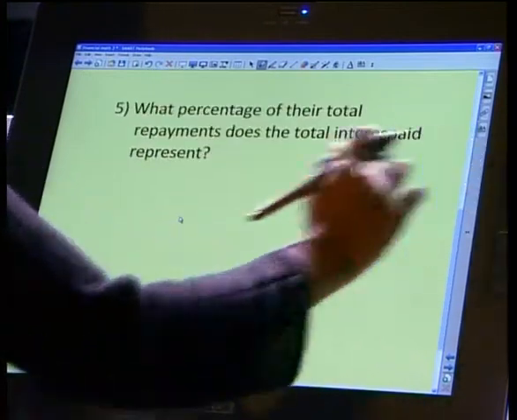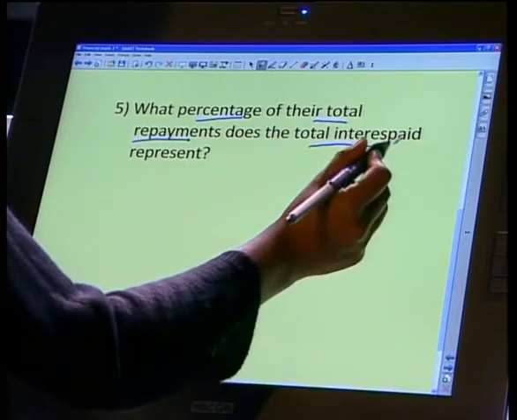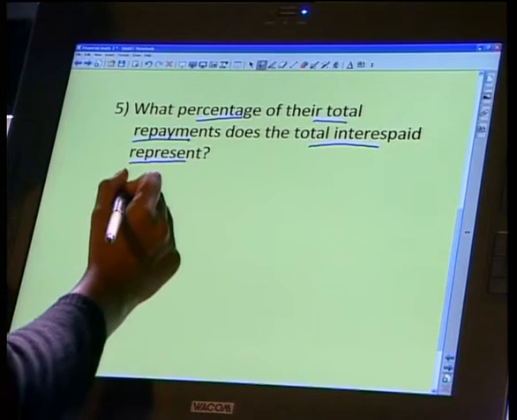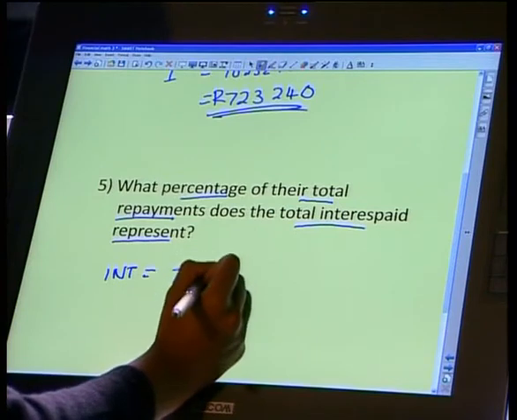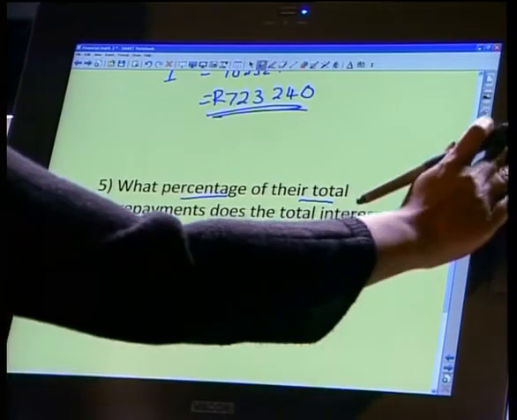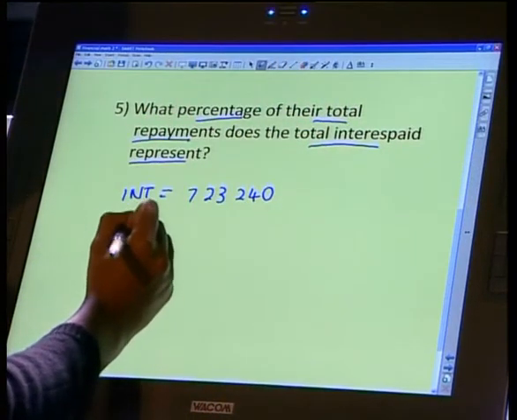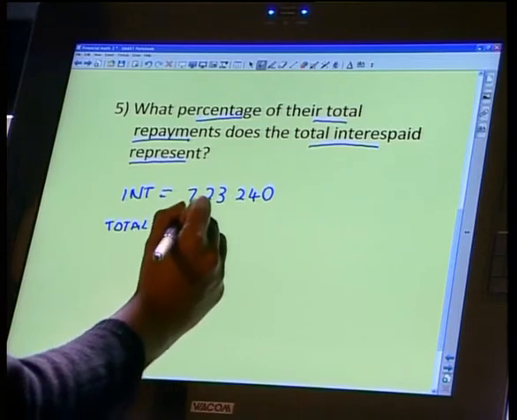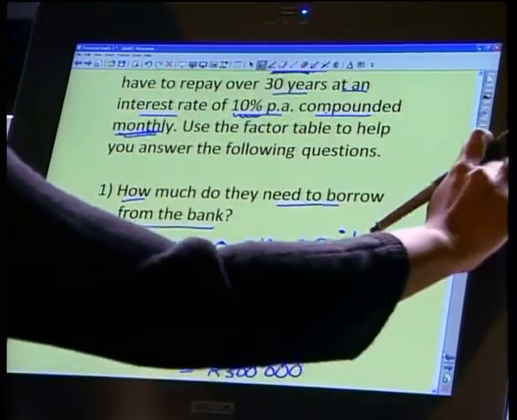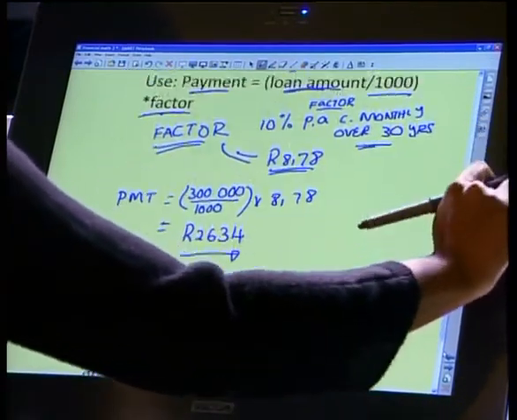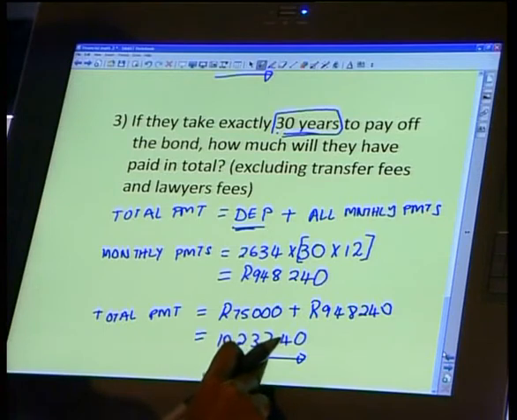The last part of this question wants to know what percentage of their total repayments does the total interest paid represent. So the total interest here, 723,240. What percentage of their total repayments? Remember, we've already worked out the total repayment, which was, again, let's just go back and have a look at that one. The total repayment was 1,023,240.